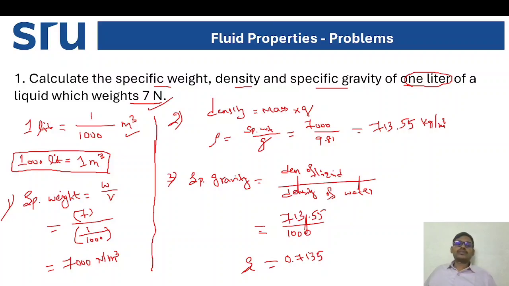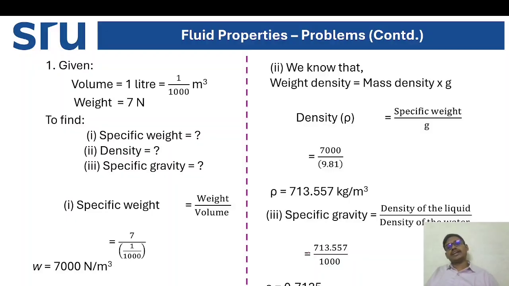The question. So once we will see the answer, which I have written in a good format, like given data, volume equal to 1 liter equal to 1 by 1000 meter cube and weight is equal to 7 newtons, and specific weight, density and specific gravity we have to find. In that specific weight equal to weight by volume. Weight already they have given 7. So here we have considered 7, and from this 1 by 1000 already we have 1 by 1000.